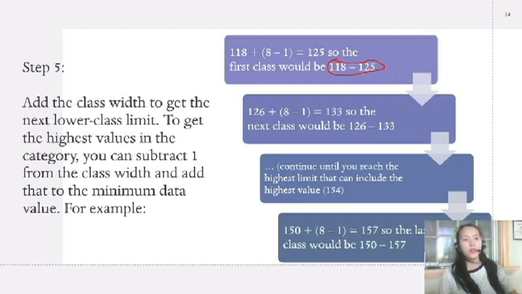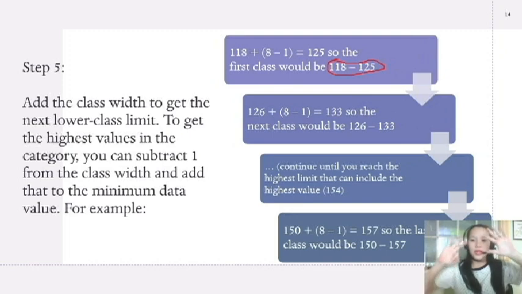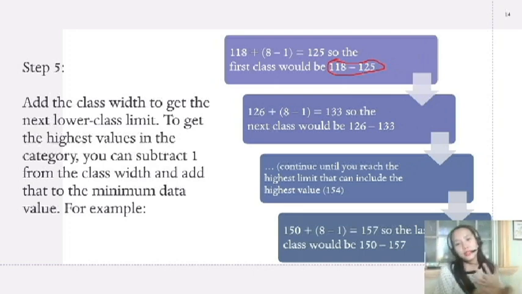The easiest way there is, we know that our class width was 8. So you will just count 118, 119, 120, 121, 122, 123, 124, 125. Okay, so you have 118 to 125. Next, you will have 126, 127, 128, 129, 130, 131, 132, 133. This is the common thing to do and the easiest thing to do rather than adding and subtracting. And then you will continue until you reach the highest limit.